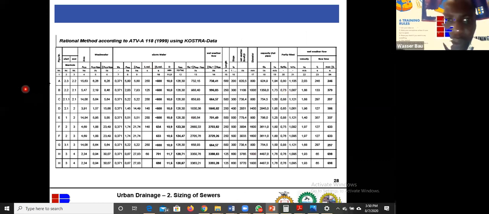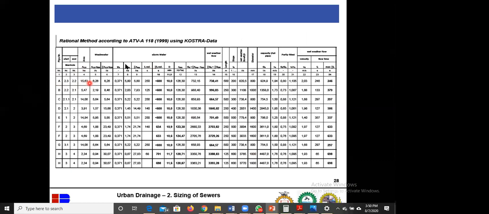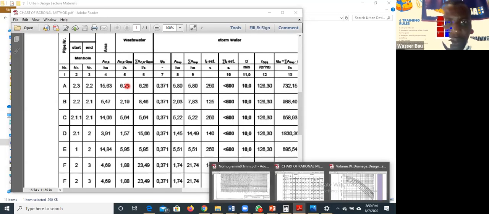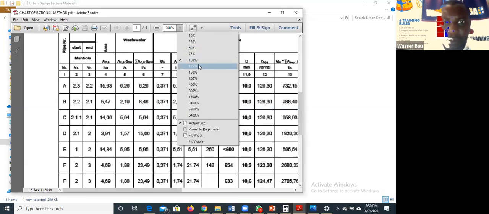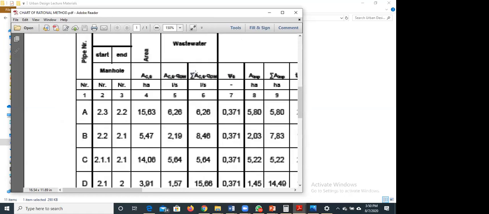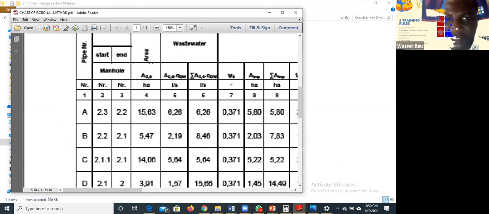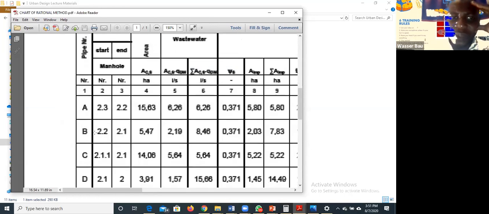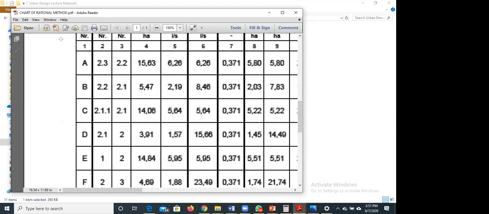So the next thing you do is you list the area of each catchment. Catchment A has an area of 15.63. Catchment B has 5.47, and so on and so forth. You list every one of them.